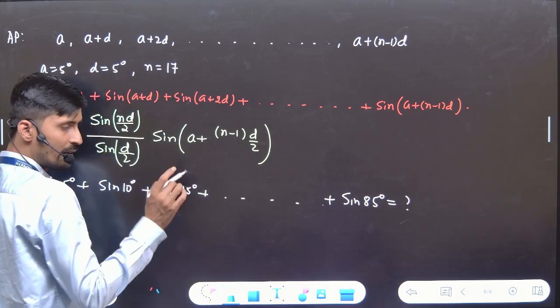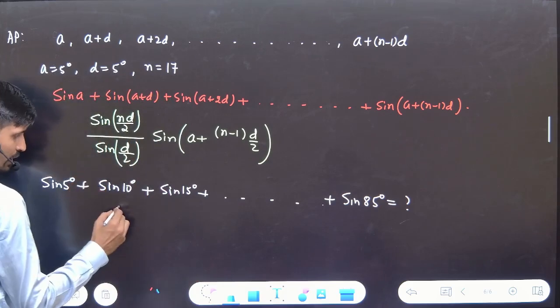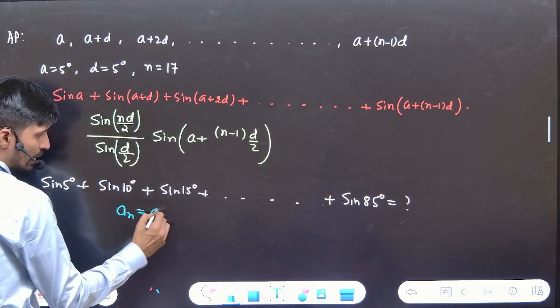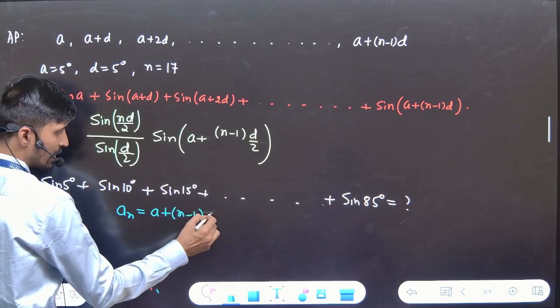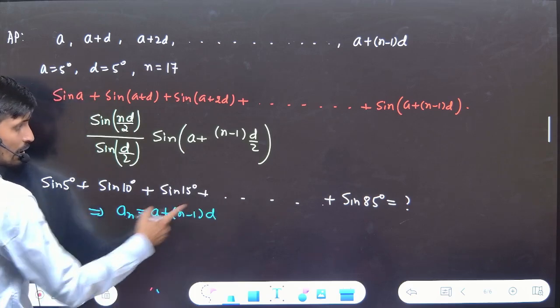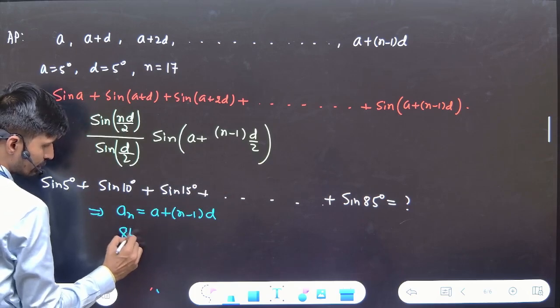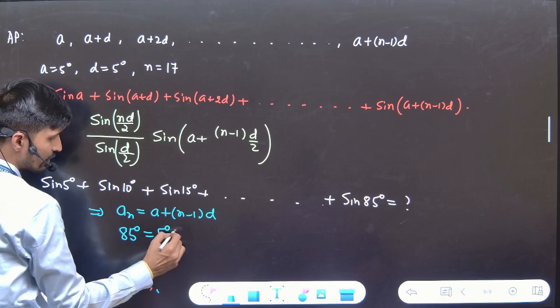So simply I will apply the formula of AP. An is equal to A plus N minus 1 into D. Now what is the last term? What is A?